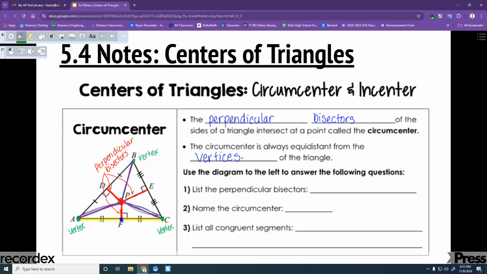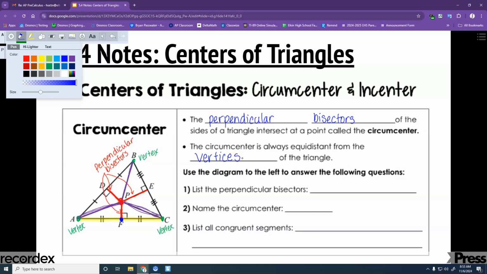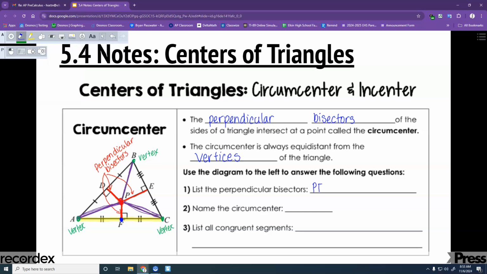I should have been filling out this bottom part as I go. So it asks us to list the different pieces here. First we have to list our perpendicular bisectors. I have those in red right here. To list a line segment, what you'll do is you use the endpoints of the line. So we'll say PF, or you can call it FP, it doesn't matter. And you'll put a little line over top of it. And then you'll have PE. And you'll have PD.